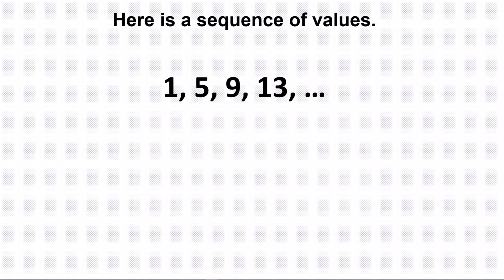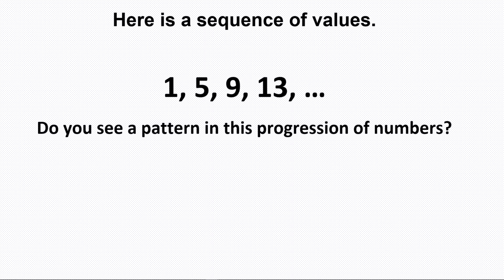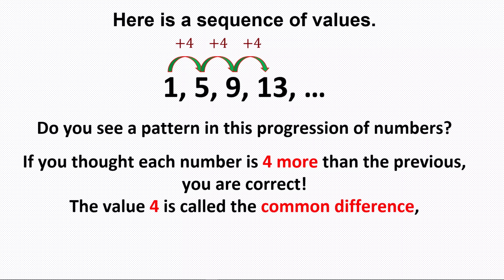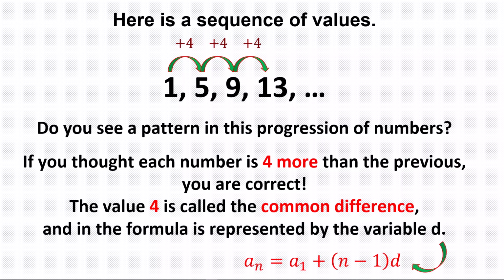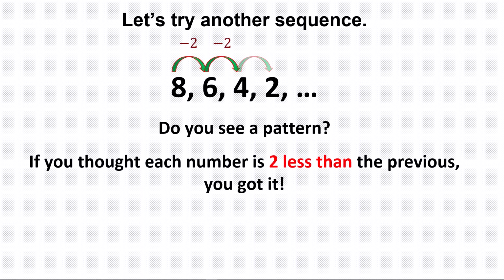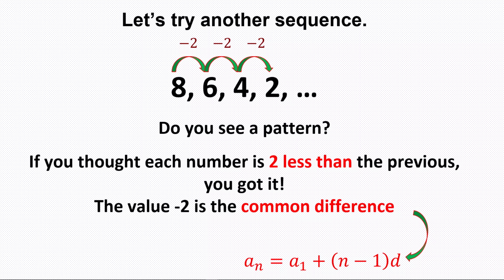Here is a sequence of values. Do you see a pattern in this progression of numbers? If you thought each number is 4 more than the previous, you are correct. The value 4 is called the common difference, and in the formula is represented by the variable d. Let's try another sequence. Do you see a pattern? If you thought each number is 2 less than the previous, you got it. The value -2 is the common difference.